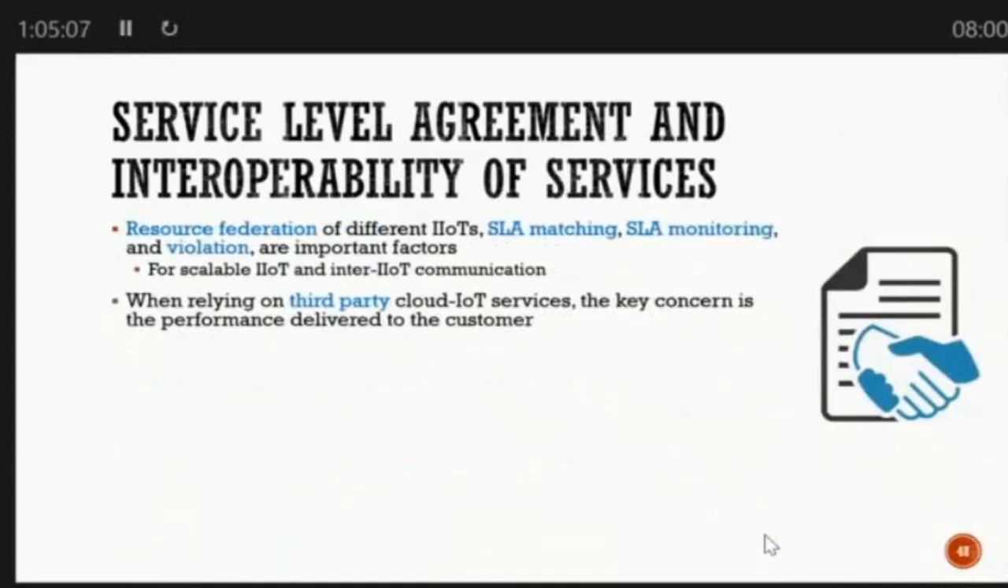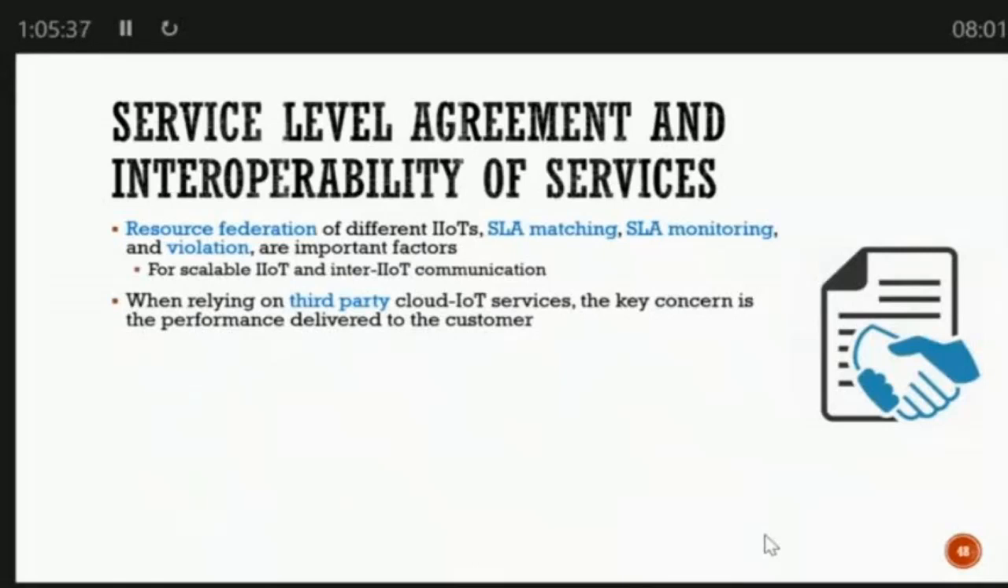The other thing is service level agreement. We are talking about industrial IoT. This means that SLA matching, SLA monitoring, and the violation of SLA would be important, because we are getting data from different entities, from different sensors. We learned that in the case of the Web of Things, the sensors are becoming part of a web service. This means that the web service is a third party entity. So we need to negotiate the service level agreement with them.